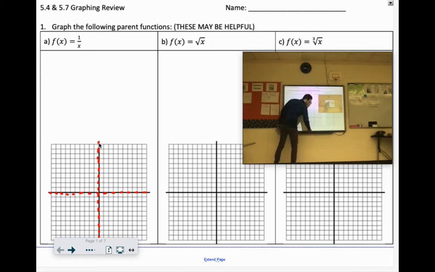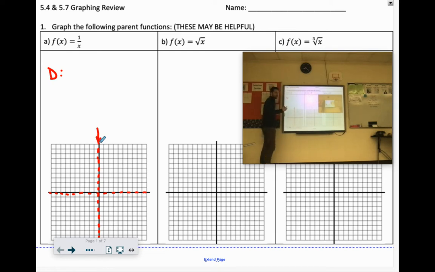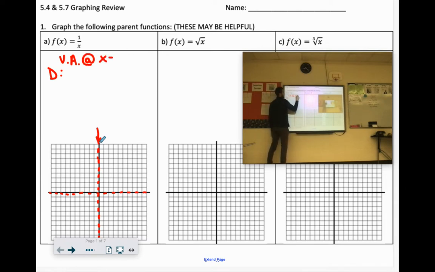So that affects your domain and range. Your domain is basically all real numbers except for the asymptote. And remember, domain covers your x values. So the only thing that x could not equal would be that vertical asymptote, which is the equation, in this case, x equals 0. There's a vertical asymptote at x equals 0.